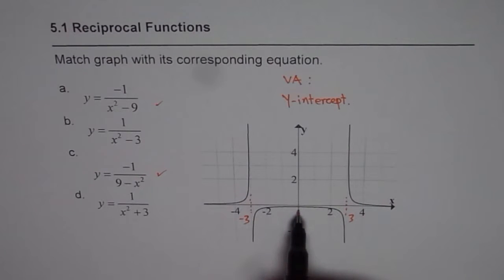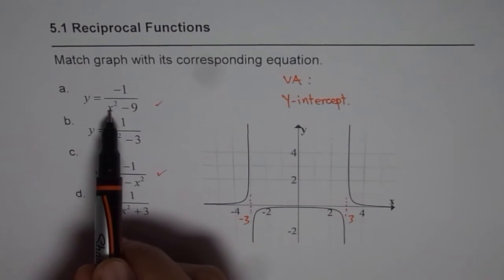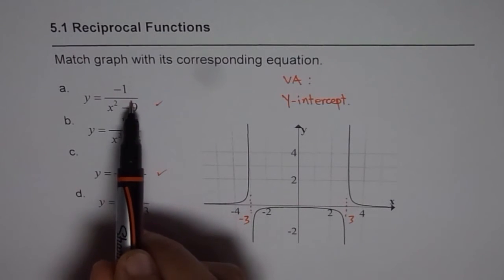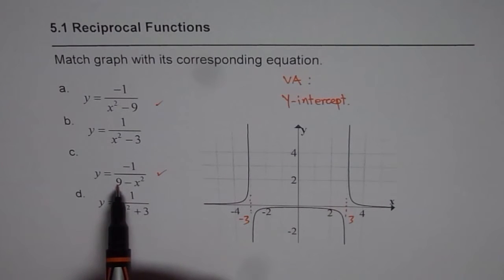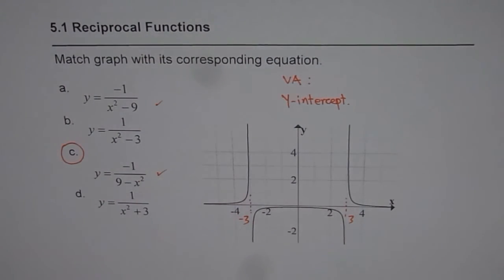So the y-intercept is negative. We don't even have to calculate how much it is. That means when x equals 0, y is negative. Out of these two, if I write 0 here, I get -1 over -9, which is positive, so this is not the answer. If I write 0 here, I get -1 over 9, which is negative. So that makes our job simpler, and that is the right option. So that is how we can quickly get our answer, and I hope these strategies will help you.